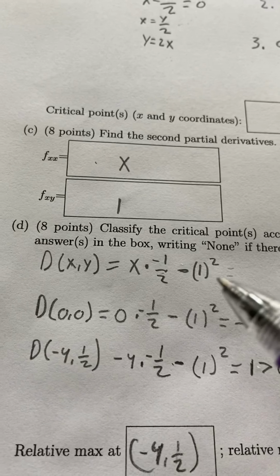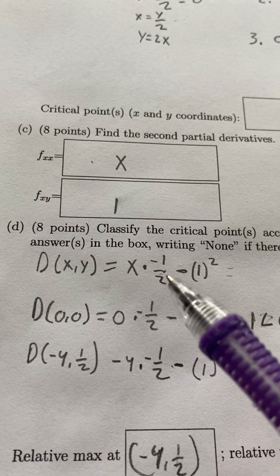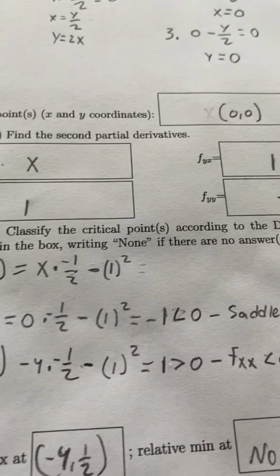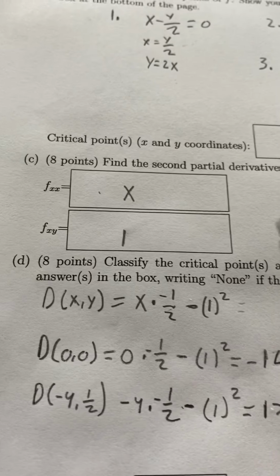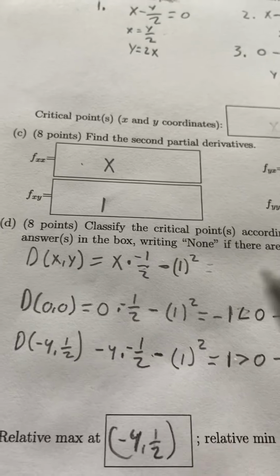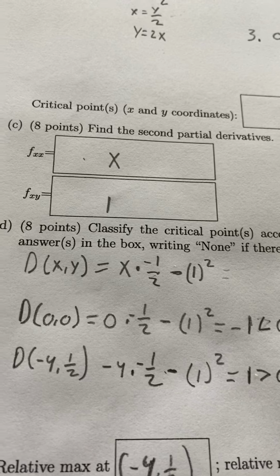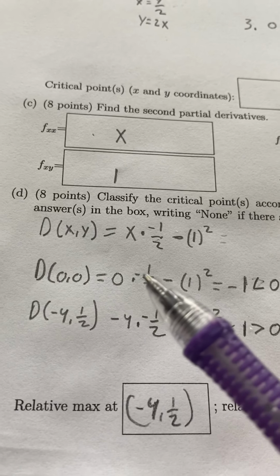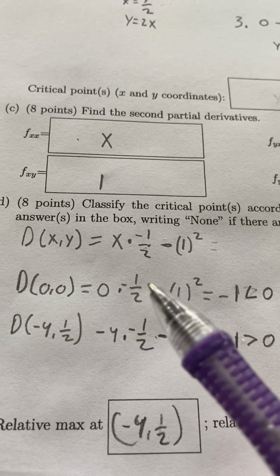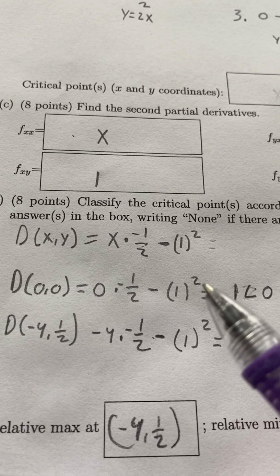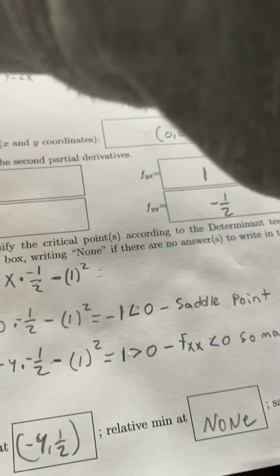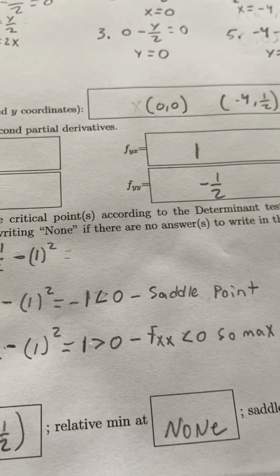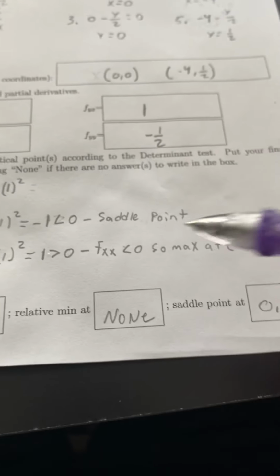So I know my equation for this would be x times negative 1/2, because that is my yy, minus 1 squared, because that is my xy. So that would be my equation. So I go and plug 0 in for x. So 0 times negative 1/2 minus 1 squared would give me negative 1, which is less than 0. So I know that would give me my saddle point.